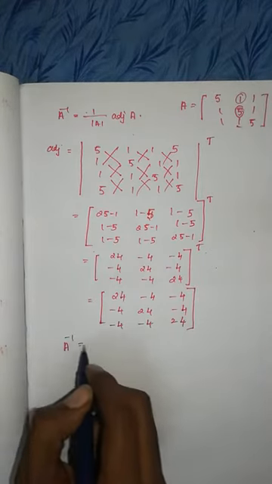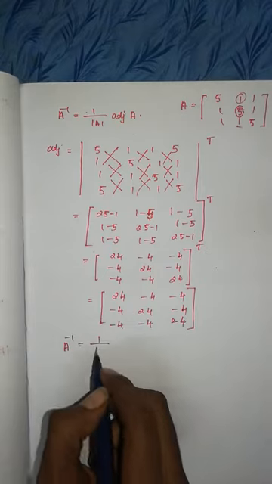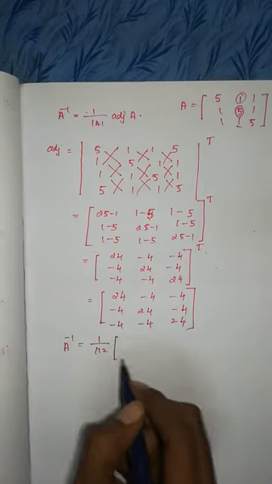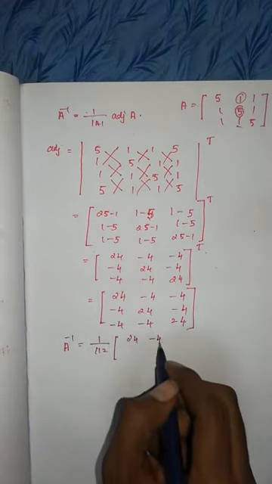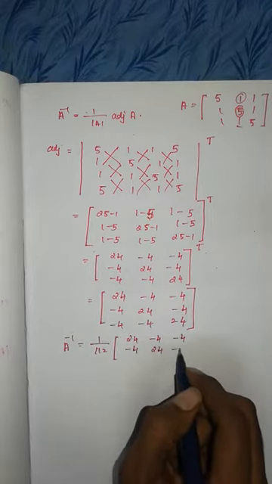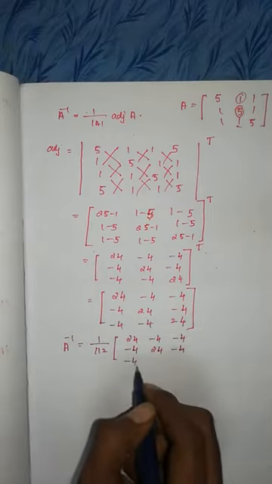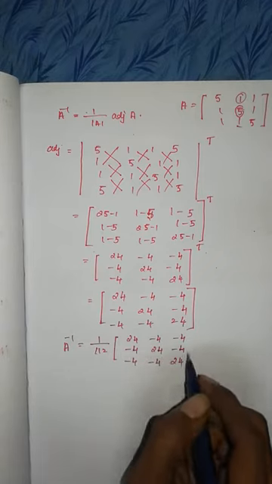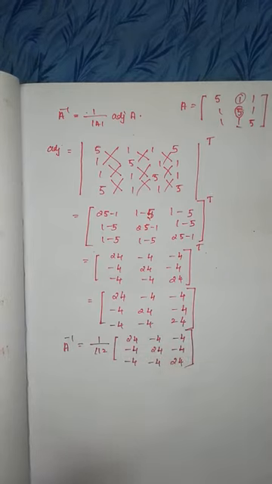So A inverse is 1 by determinant of A, which is 112, which we calculated, into adjoint of A, which is 24 minus 4 minus 4, minus 4 24 minus 4, minus 4 minus 4 24. So this is the A inverse for the following matrix.